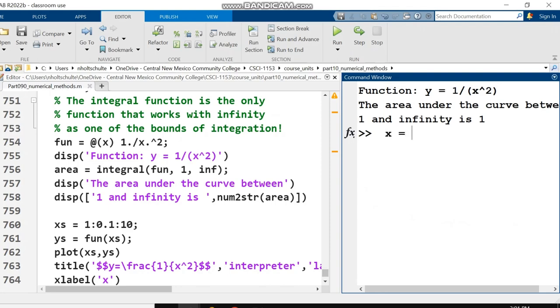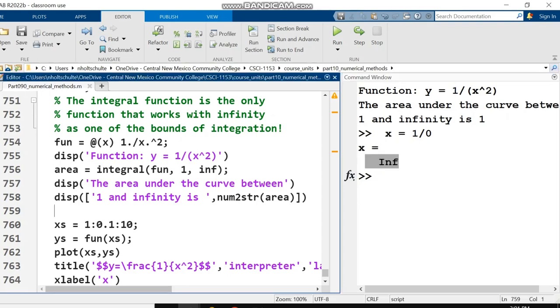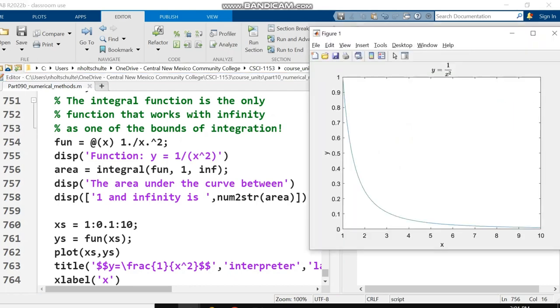Now MATLAB does some things that I don't approve of. For example, if you take 1 divided by 0, it actually gives you that INF value, which I think should be undefined in some manner, but that's what MATLAB chooses to do. And that's it, that's how you do it. You've got to use an anonymous function and this integral function, but other than that, that's how you find area under a curve when one of your bounds of integration is infinity. The area under this curve from 1 to infinity is just 1.